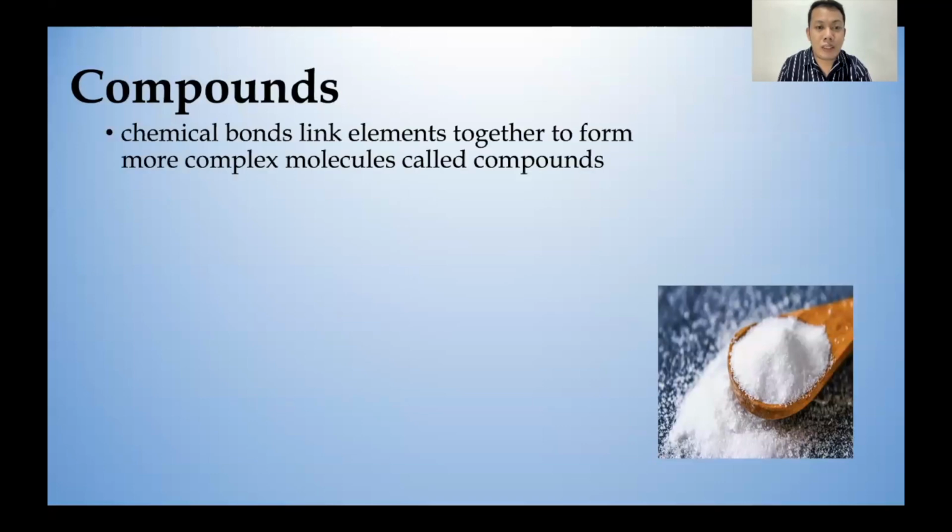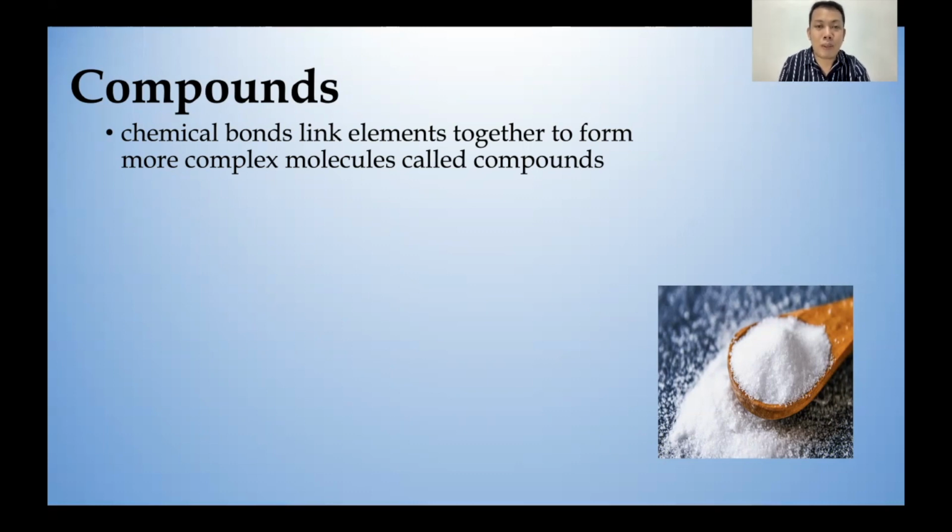These are compounds. Chemical bonds link elements together to form more complex molecules called compounds. Basically, compounds are composed of different elements chemically combined together in a certain proportion. I'm saying it is in a certain proportion because compounds are made of a certain number of atoms. So you cannot just put together different elements and expect that there will be compounds at the end. There should be a certain proportion, a number of atoms bonding together, and they should be chemically reactive.